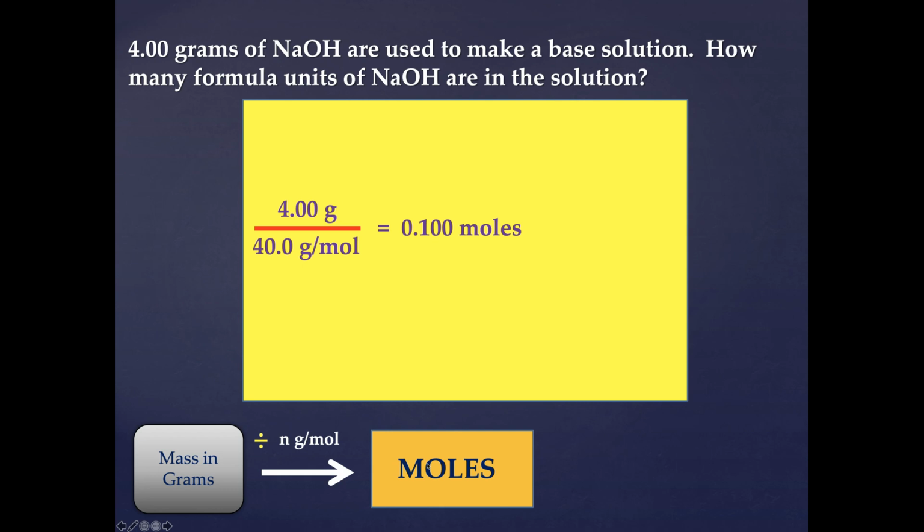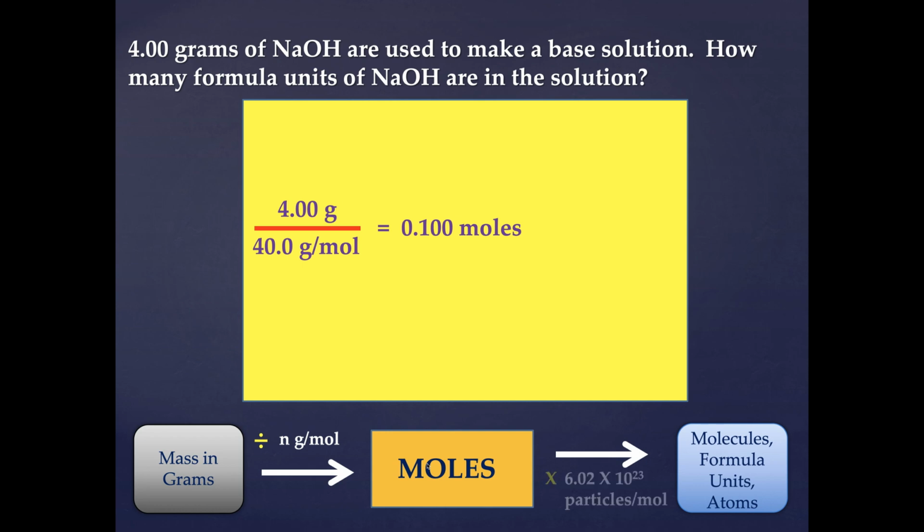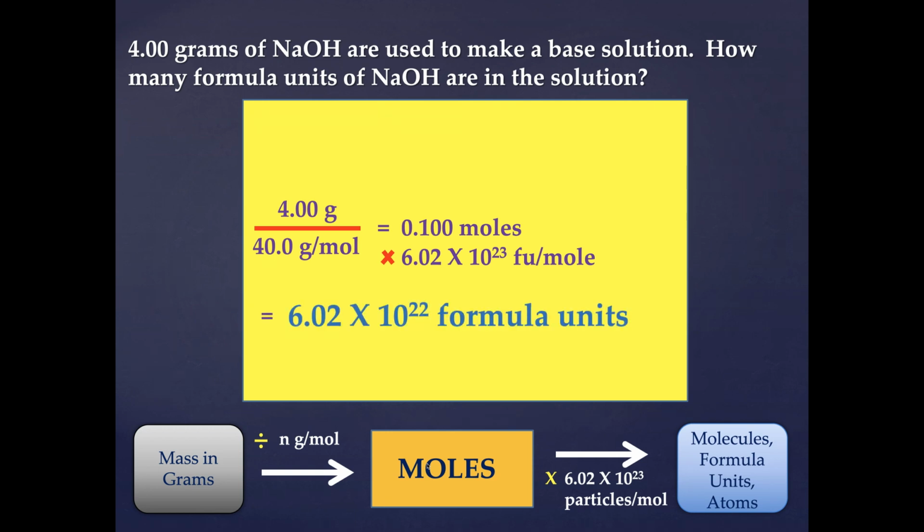Now that we have moles, we can easily get to the number of formula units by multiplying by the number of formula units in a mole, by multiplying by 6.02 times 10 to the 23rd formula units per mole. When we do this, we get 6.02 times 10 to the 22 formula units. So for chemical engineering purposes, it's really important to be able to convert to and from moles to anything you want. And it's a very straightforward process.